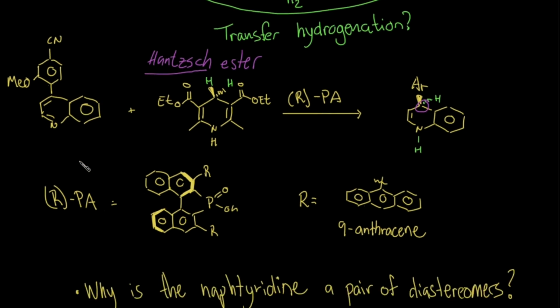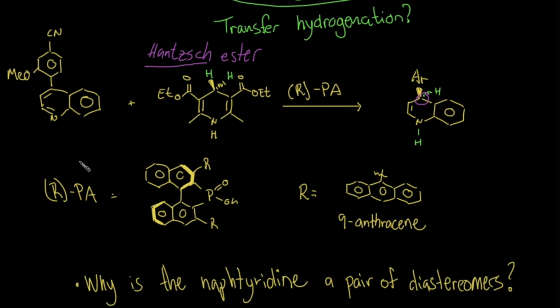And then there's one more really important point that I need to point out. And I'd like to challenge you to pause the video and figure out this question I have here. Why is this naphthyridine compound in fact a mixture of diastereomers, in fact a pair of diastereomers? And why would we see it as 2 compounds in an NMR spectrum, for instance?